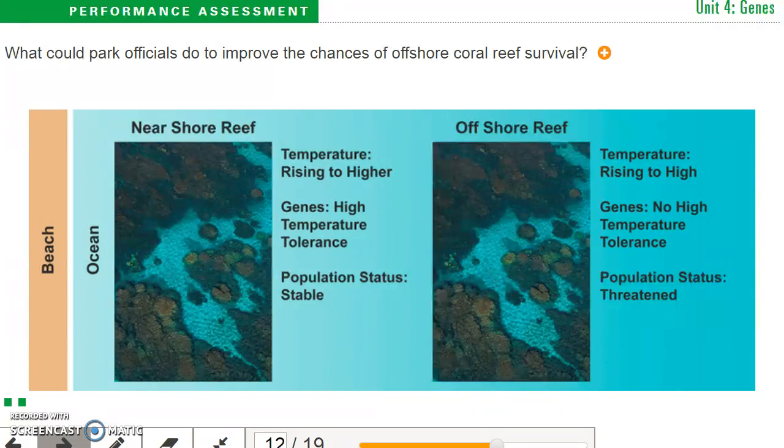What could park officials do to improve the chances of offshore coral reef survival? Talk about that with someone near you, or raise your hand and share what you think about that.